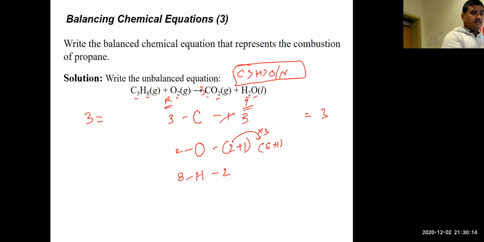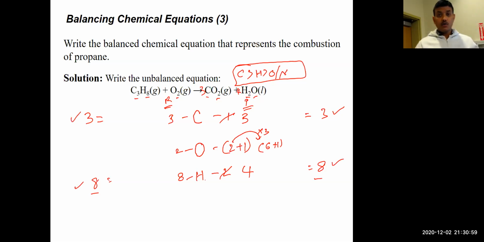On the left side, the reactant side, I have 8 hydrogens, but on the right side, I only have 2 hydrogens. How do you make sure I have 8 hydrogens on both sides? It's simple math, right? If I change the coefficient in front of water to 4, my number is going to change to 8 because 4 times 2 is 8. So I have equal numbers, and I can check mark.